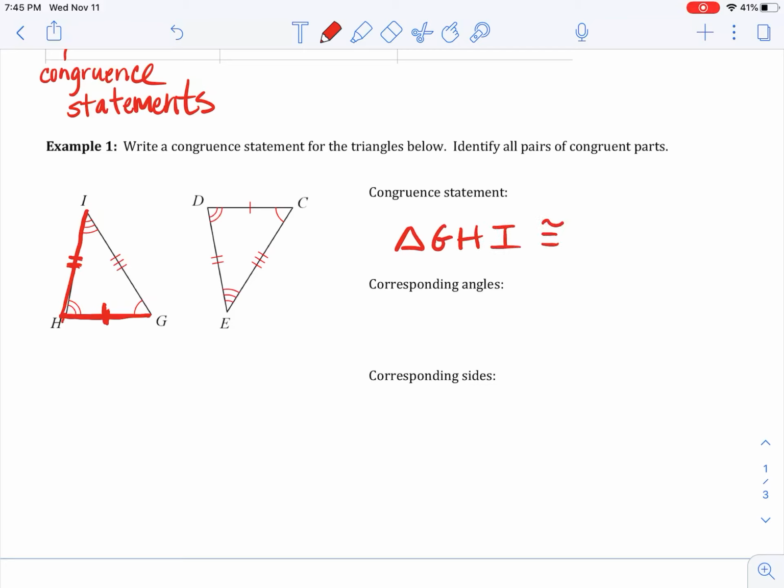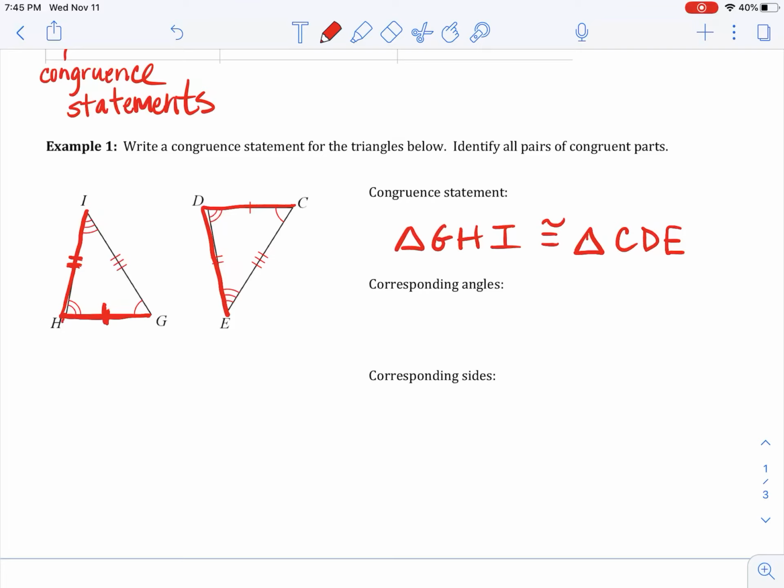When I write the second triangle, I have to travel over the tick marks the exact same way. I have to go over the single tick mark and then the double. So if I go from C to D to E, I did that exact same thing. I went across the single and then the double. So C to D to E will accomplish that. And now I know I have all the parts matched up correctly.